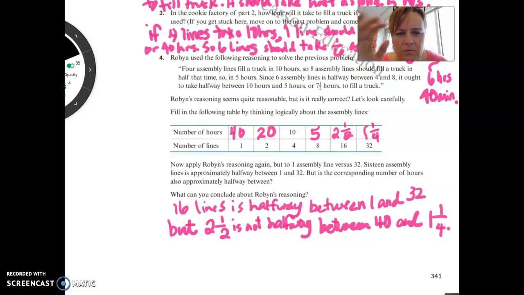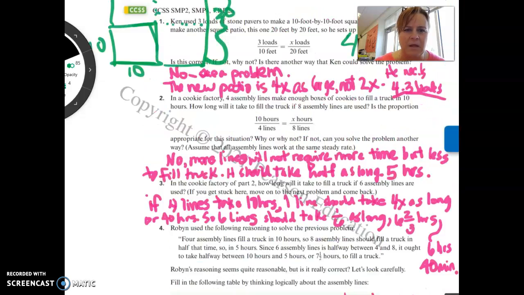And so Robin's reasoning, she says 16 assembly lines is approximately halfway between 1 and 32. But is the corresponding number of hours also approximately halfway? So 16 lines is halfway between 1 and 32, but no, 2.5 is not halfway between 40 and 1.5. So hopefully that makes some sense, and that helped a little bit.